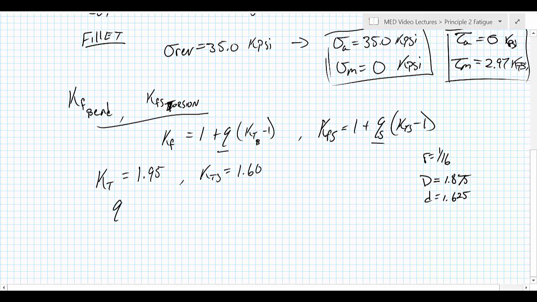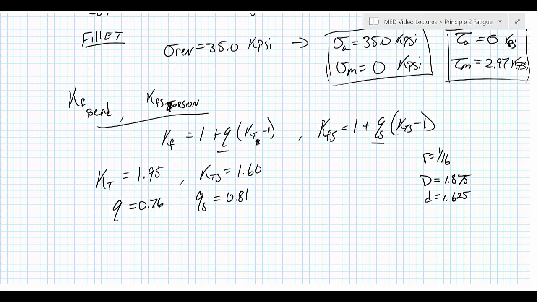Our notch sensitivities, Q, at this ultimate strength is going to be about 0.76, and our QS is going to be 0.81. Now these are values that I would estimate based on the graph that I'm reading. You may find that your values looking at the graphs might be a little bit different.